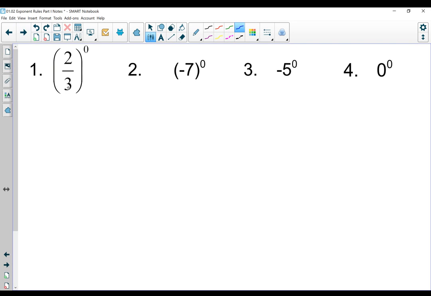So here, the 2/3 is in parentheses. That whole thing is being raised to the 0 power. That means it's going to equal 1. On number 2, same thing. We've got parentheses around the -7, so that whole thing is raised to the 0 power. So that's going to equal 1.